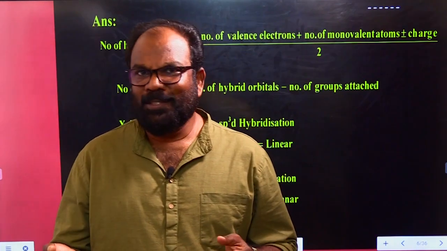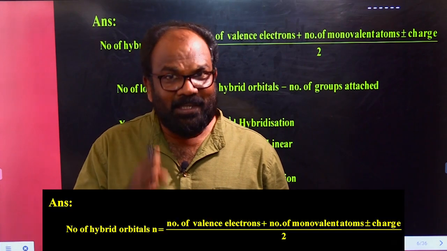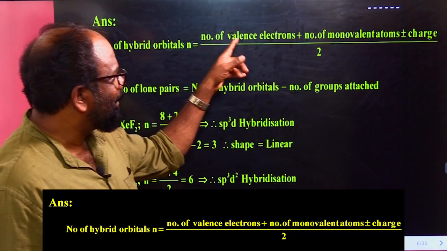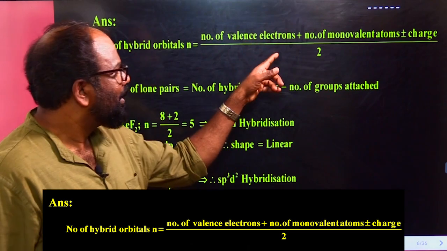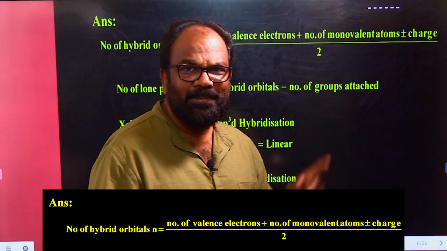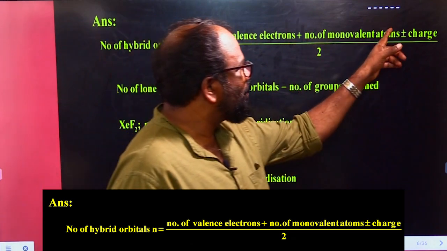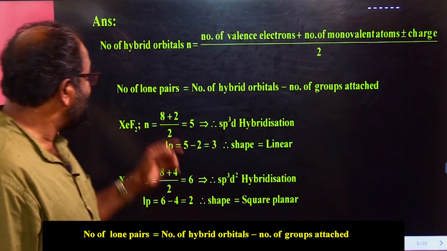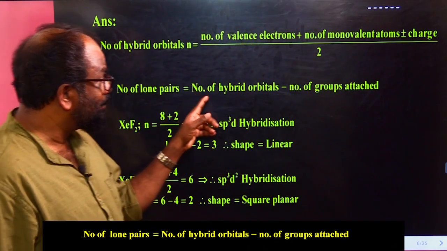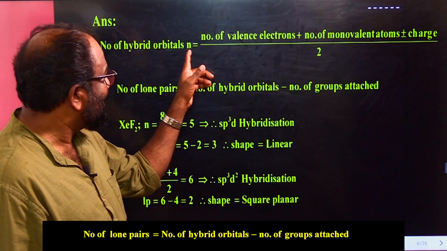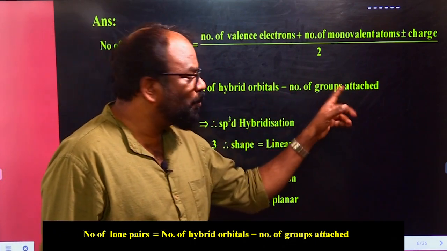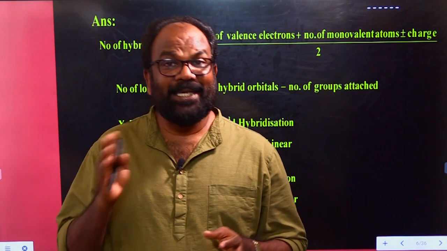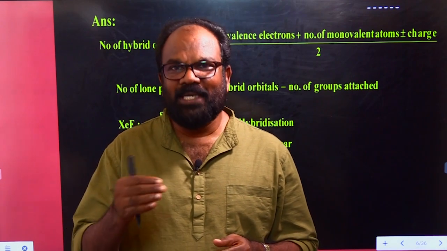The easy method to calculate the number of hybrid orbitals of the central atom, that is n, is equal to number of valence electrons of central atom plus number of monovalent atoms attached to central atom plus or minus charge, divided by 2. And number of lone pairs is equal to number of hybrid orbitals, that is n, minus number of groups attached to central atom. Now we can find out the structure or shape of molecules of xenon one by one.